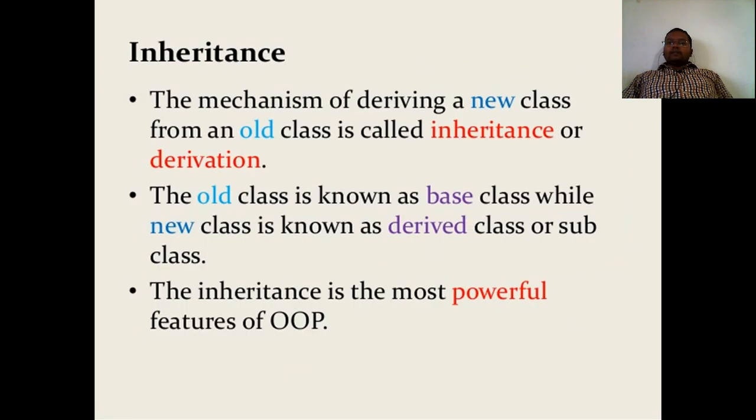See in detail what inheritance is. The mechanism of deriving a new class from an old class is called inheritance or derivation. The old class is known as a base class, while the new class is known as a derived class or a subclass. Inheritance is the most powerful feature of object-oriented programming because you can inherit the properties of the base class into the subclass.